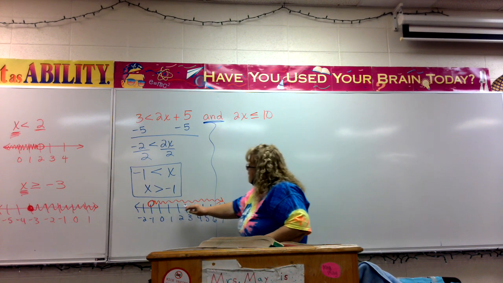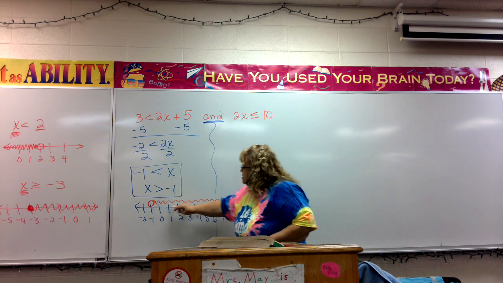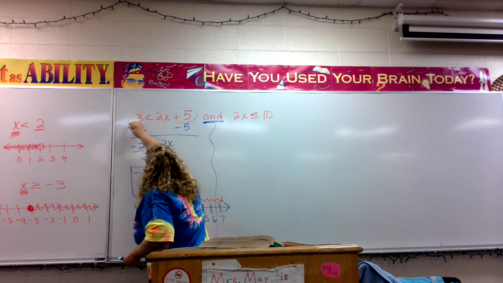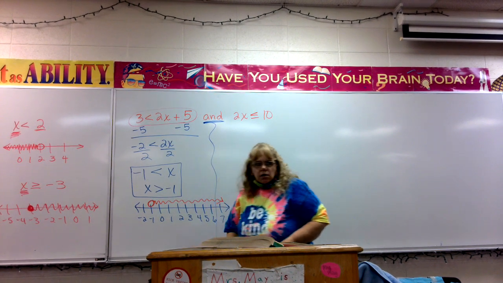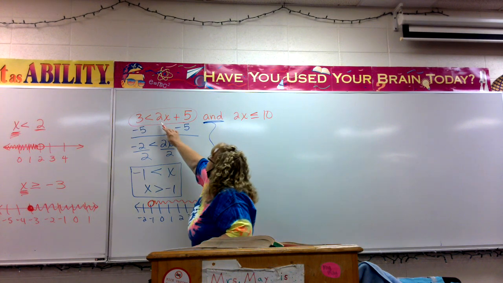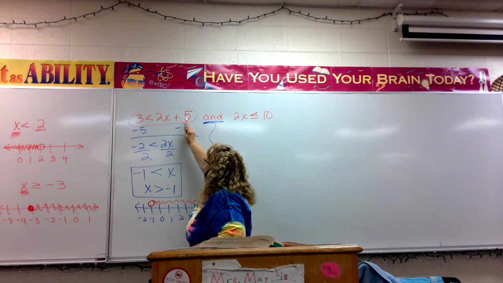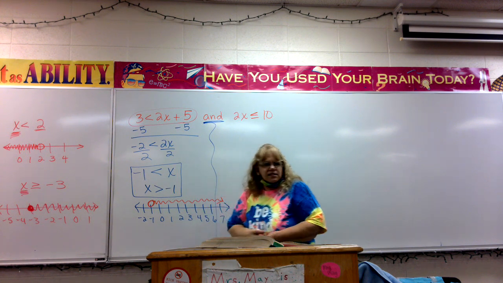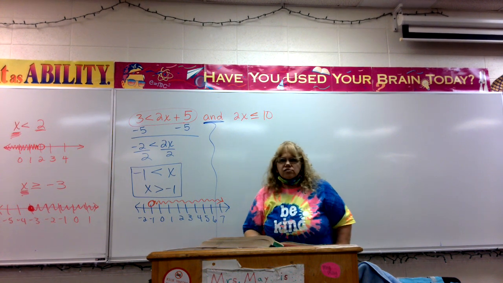So any value that we pick in this area right here, if you plugged it back into this original, it would work. Like, let's say we pick 0. 2 times 0 is 0. 0 plus 5 is 5. Is 5 less than 3, or is 3 less than 5? Yes, so it works.